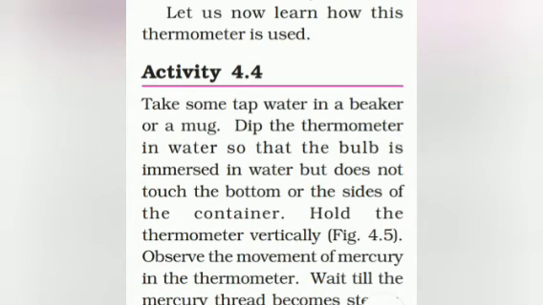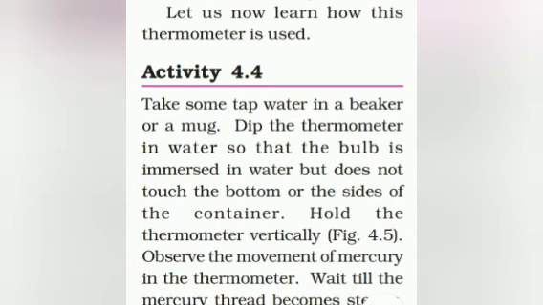आपको एक tap water लेना है, नल का पानी लेना है, and dip the thermometer in the water so that the bulb is immersed in water but does not touch the bottom or the side of the container. आपको सिर्फ वाटर में टच करना है, कंटेनर के साइड में या नीचे टच नहीं होना चाहिए. Now hold the thermometer vertically. थर्मोमीटर को हमेशा वर्टिकली खड़े ही आपको पकड़ना है.